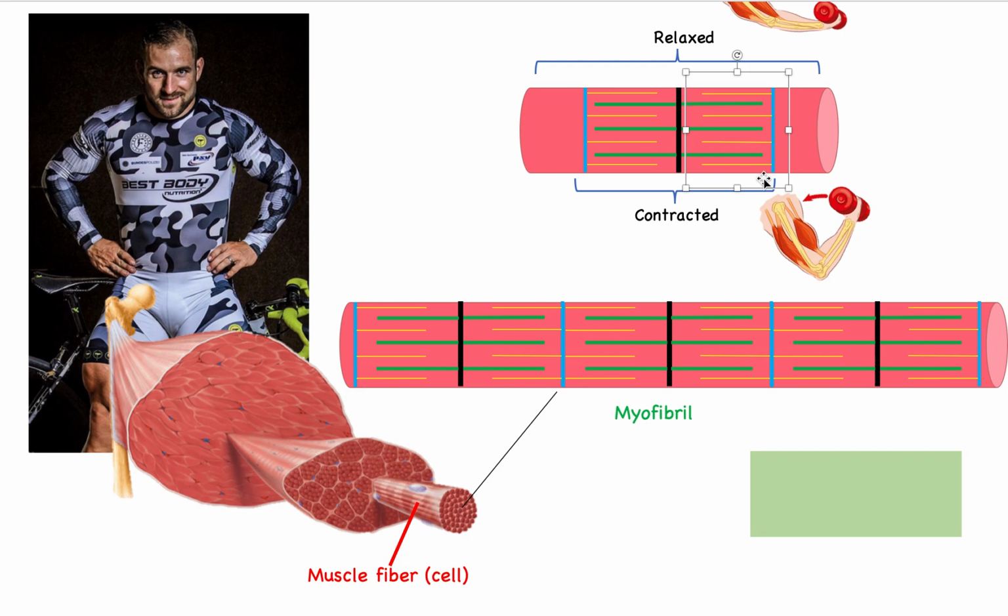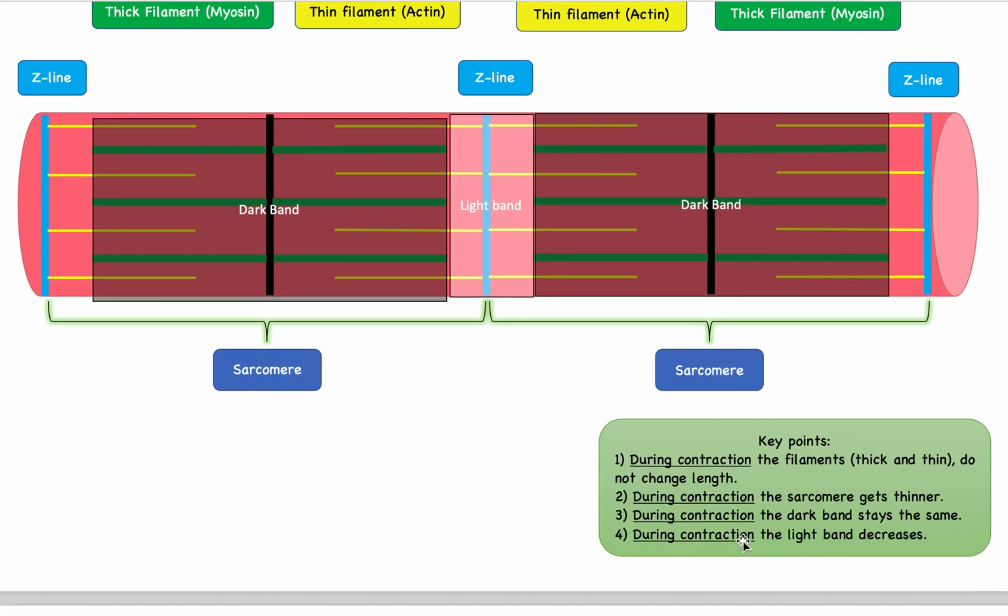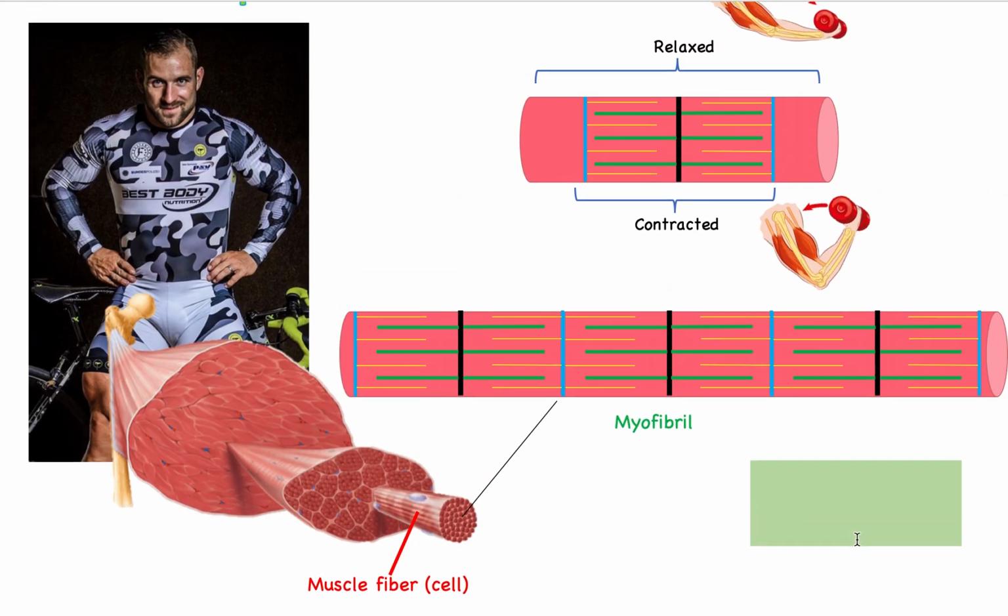How much dark band is there now? Still from here to here. So the dark band area does not change during contraction. So my last one is, during contraction, the light band decreases. Is that true? Let's see.